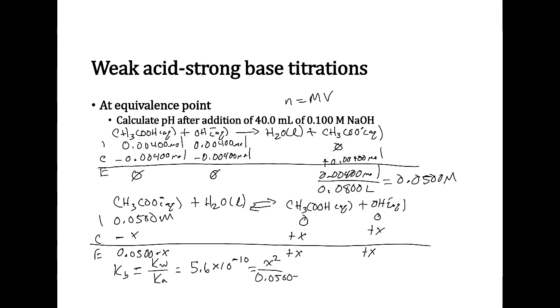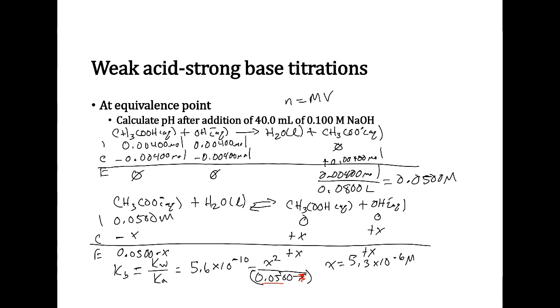0.0500 minus x. So in this case, if we compare Kb, which is 10 to the negative 10th power, and then this value here is to the negative second, that is definitely more than 3 orders of magnitude. So we can ignore that x. And now from here, we can go through and solve for x. So x equals 5.3 times 10 to the negative 6th molar.